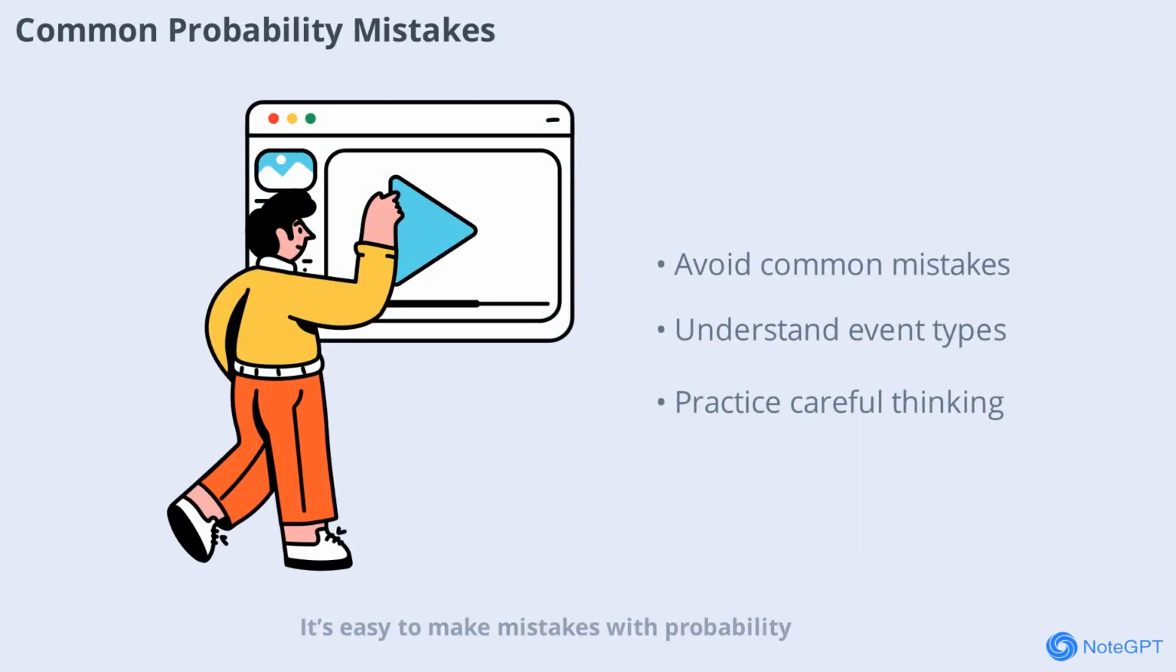It's easy to make mistakes with probability, like confusing independent and dependent events or misinterpreting percentages. Being aware of common pitfalls helps us avoid errors and make better decisions. Practice and careful thinking are key to mastering probability.